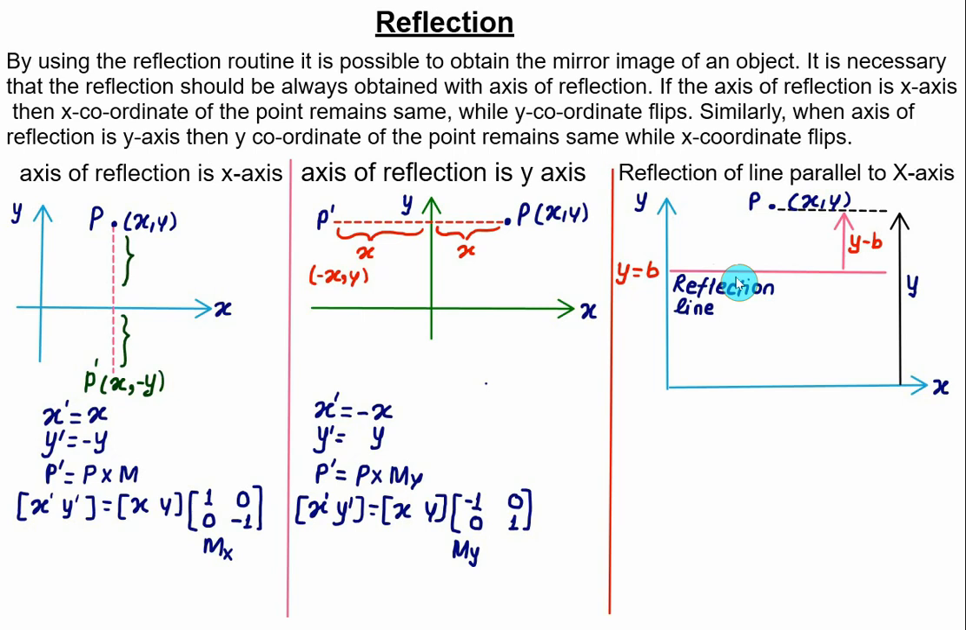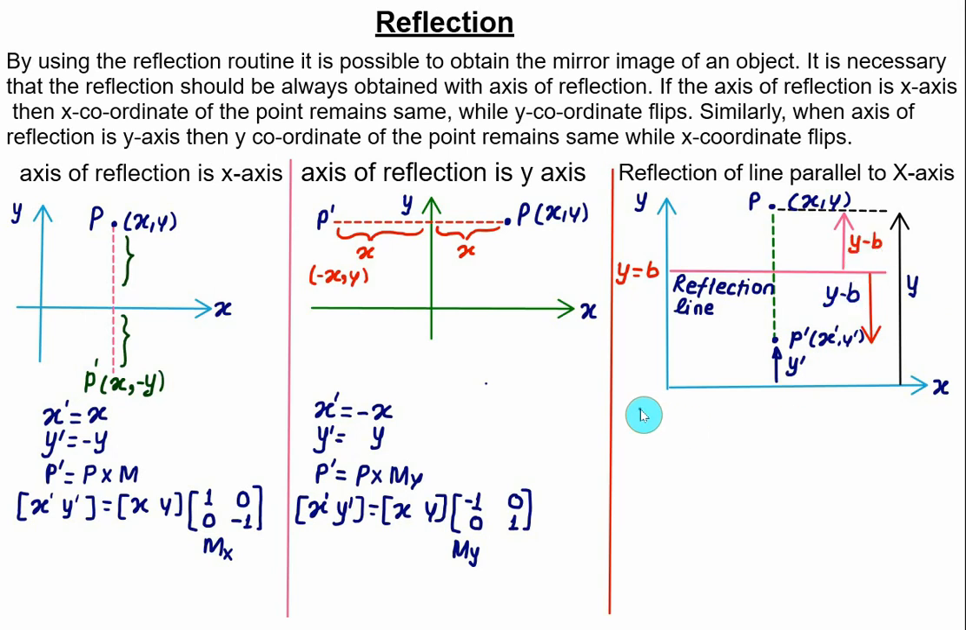And when you do the reflection of point P about the given reflection line y equal to b, the reflection of the point P about y equal to b is represented by P prime having coordinates x prime and y prime. Since the reflection is taking place about the line, this vertical distance is also equal to y minus b. So the distance above and the distance below the reflection line always remain the same. So this distance is y minus b, and this distance is y prime. Now y prime will be equal to y minus 2 times y minus b.